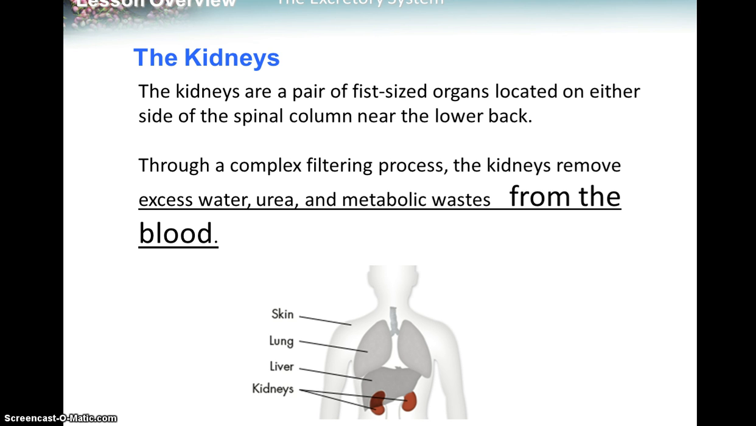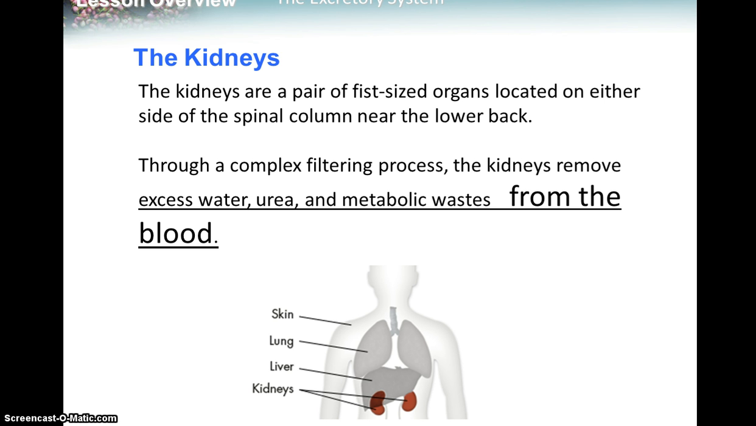Now we come to your kidneys. Your kidneys, as you know, are two organs that sit kind of in your lower back, one on the left and hopefully one on the right. Their job is to remove excess things from your blood. Underline from your blood, because that's where they're getting those waste products from. Things like water, urea, waste, salt, sodium, a lot of the ions that are in your body.